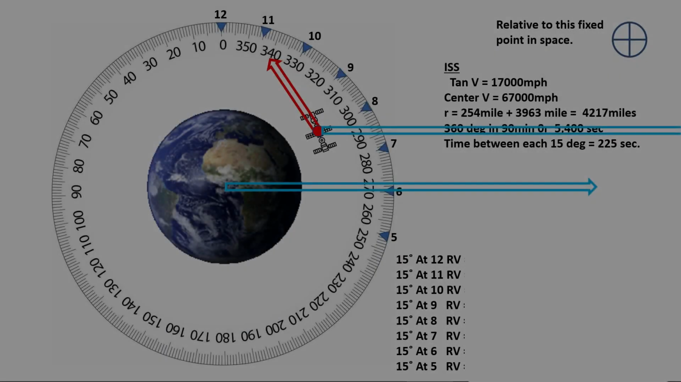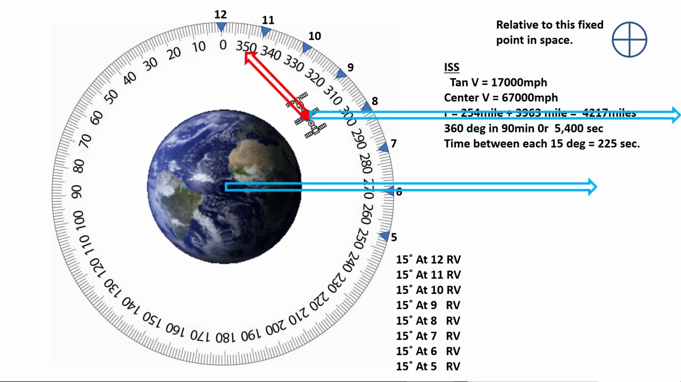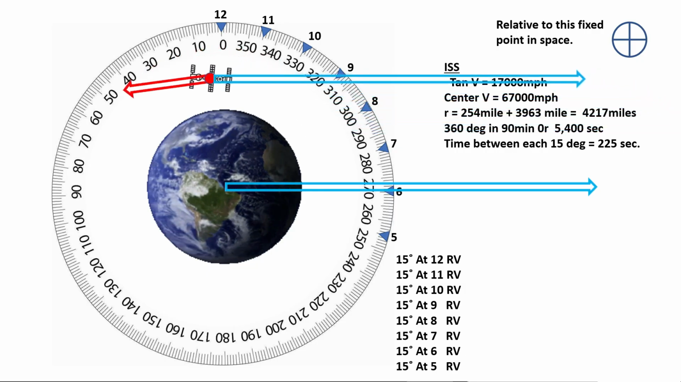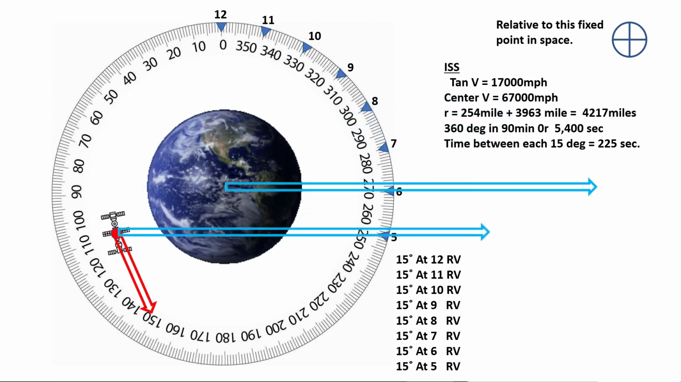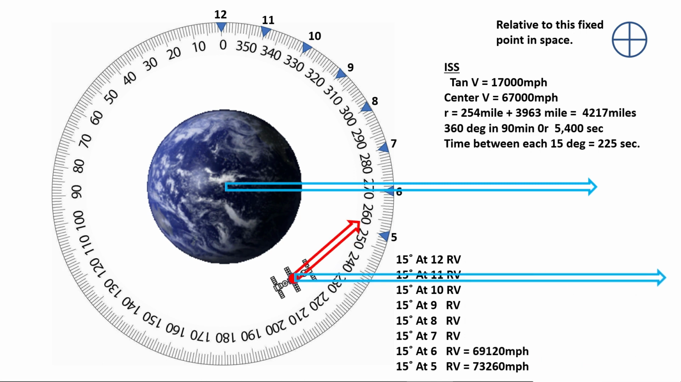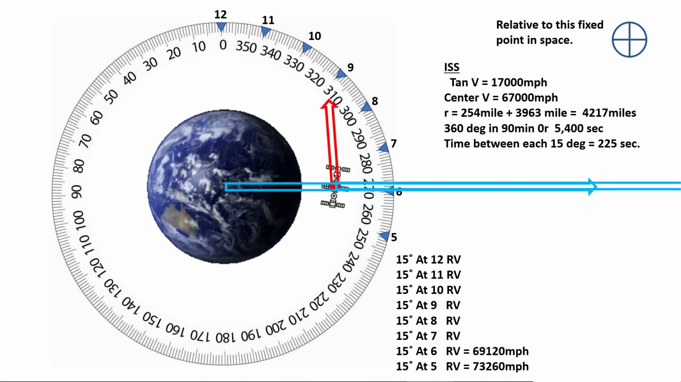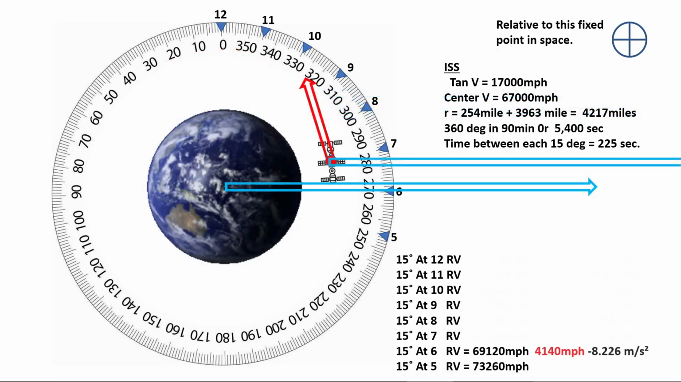The International Space Station orbits Earth at 17,000 miles per hour, completes one orbit in approximately 90 minutes. Its distance is 4,217 miles from the center of rotation. From point 5 to point 6, 15 degrees of rotation, it takes 225 seconds. The resultant velocity of the ISS changes by 4,140 miles per hour in that time. The acceleration of the ISS would be minus 8.226 meters per second squared.